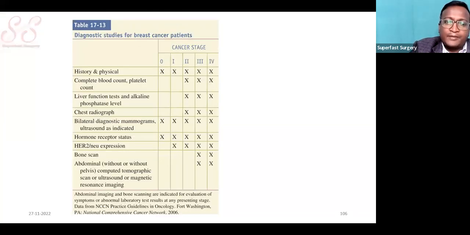So the basic staging system that we should be doing: in patients with stage 3, usually we incorporate CT scan and bone scan. And for early stage tumors, depending on the symptoms, we'll be doing the staging investigation.